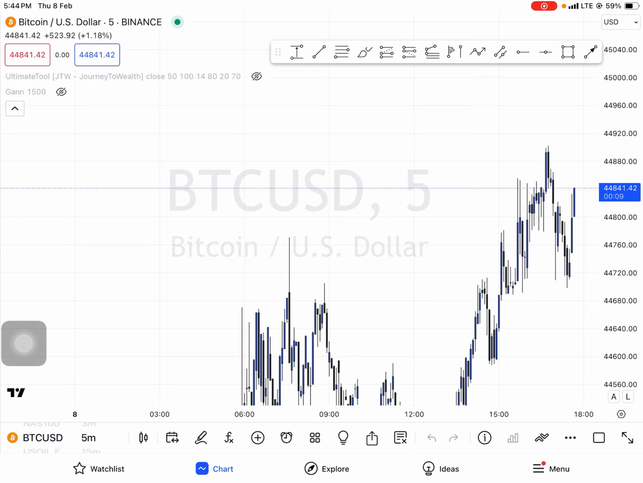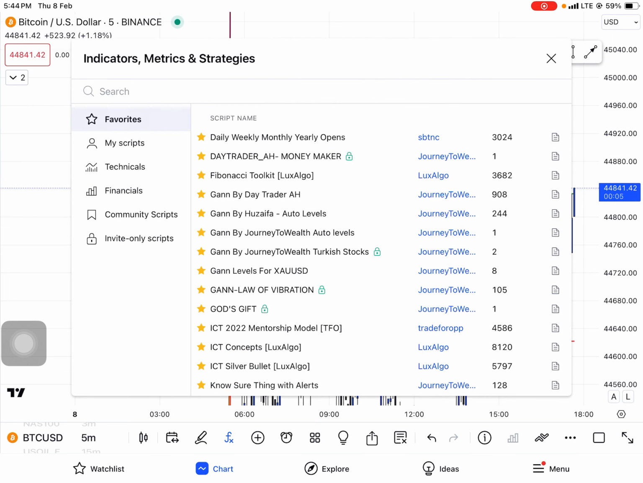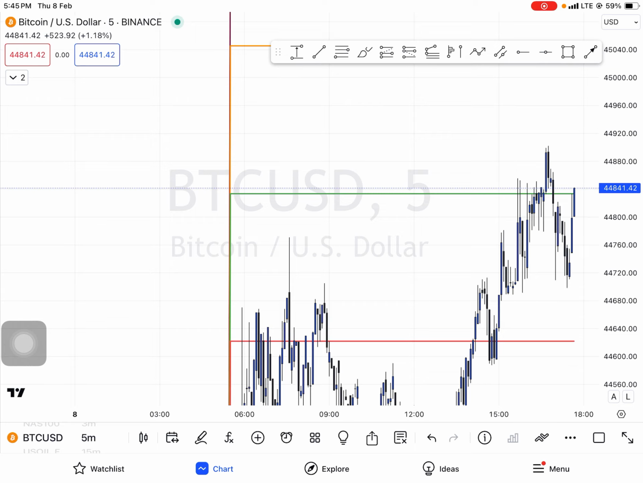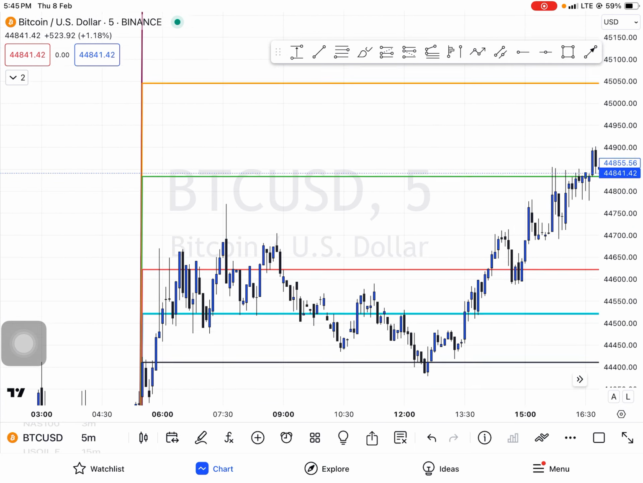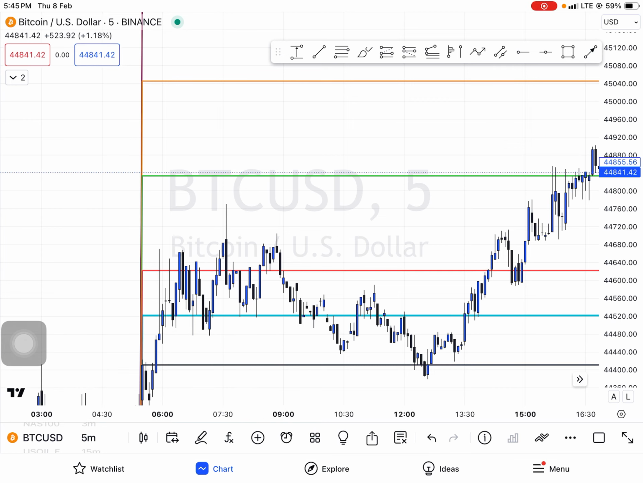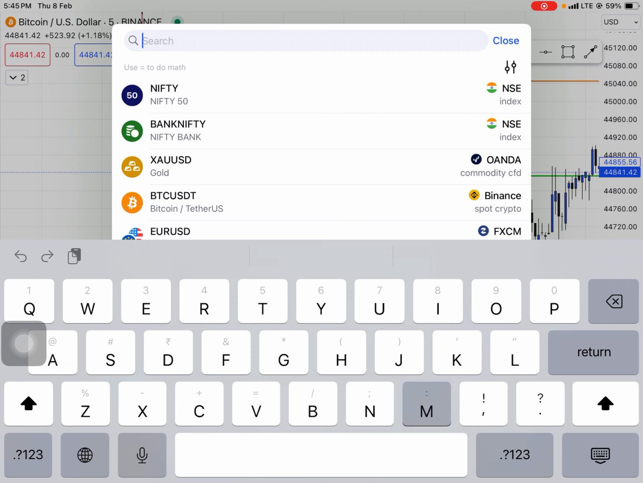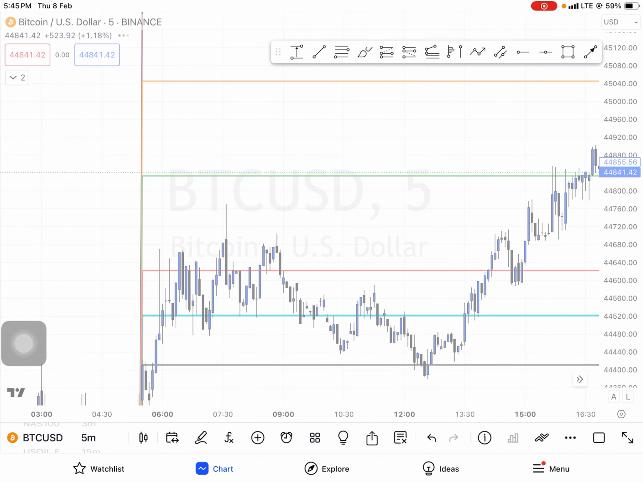This is the particular indicator I am talking about. I'll just show it to you. That is Gann by JourneyToWealth Turkish stocks. So this indicator, how to use this particular indicator, I'll be telling you about the Turkish stocks first. So what I'll do is I'll simply add up over here Mavi, the stock which you told me to look for.